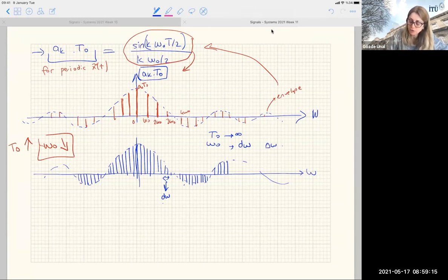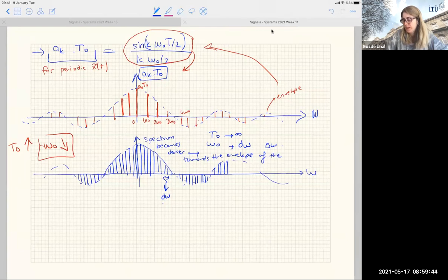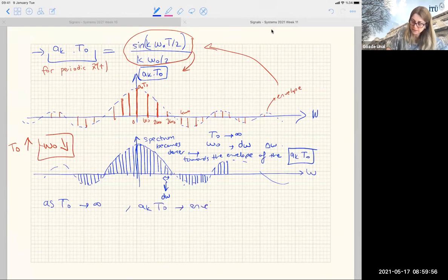That's the idea. So my spectrum becomes denser, and hopefully in the end it will approach the envelope of a_k T0. That's the goal. So this is what we will be doing exactly: as T0 goes to infinity, a_k T0 goes to the envelope.